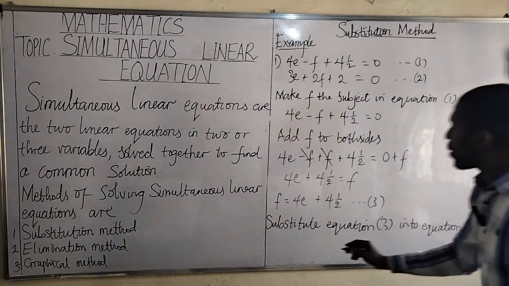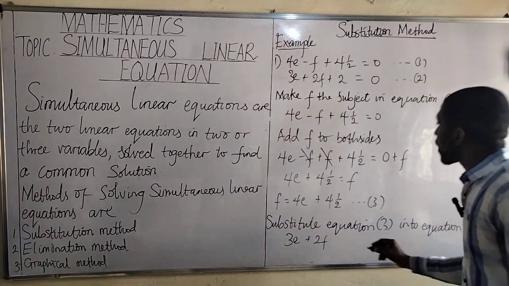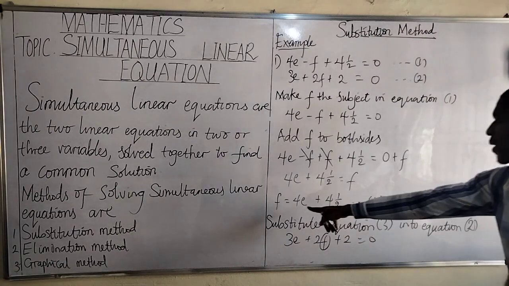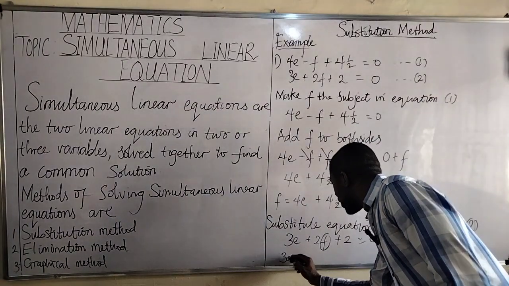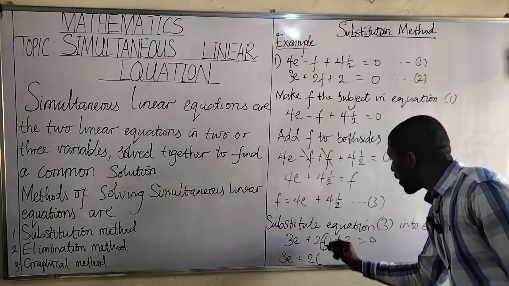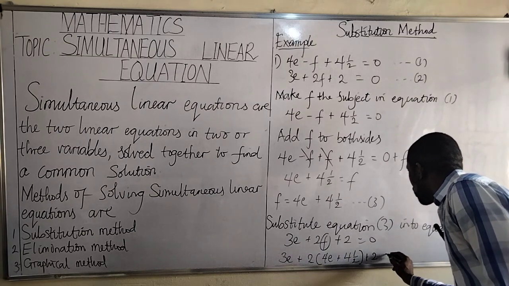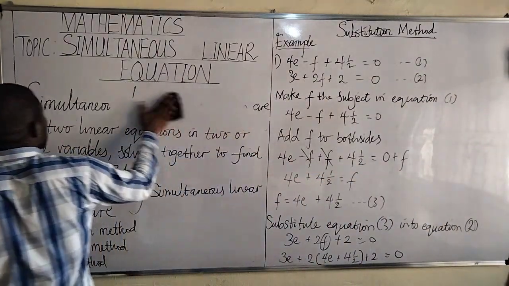So what is our equation 2? Our equation 2 is 3e plus 2f plus 2 equal to 0. So any place we see f, we replace it with its value, which is 4e plus 4 1/2. So we write it as 3e plus 2 times, what is the value of our f? Our f, like I said, is 4e plus 4 1/2, bracket closes, plus 2 equal to 0. So we have incorporated this in equation 2. Alright, we are going to erase this part of the board and continue our solving.